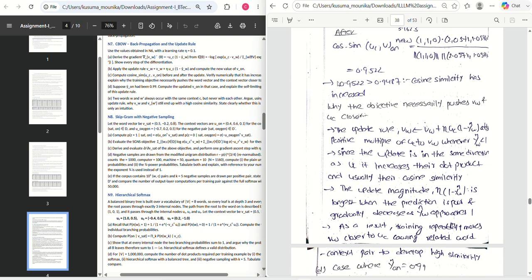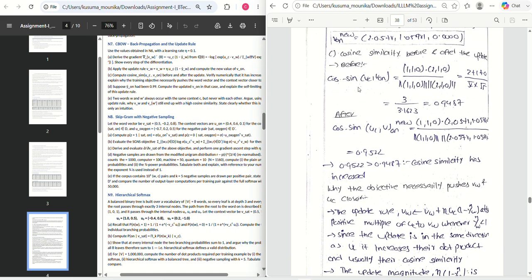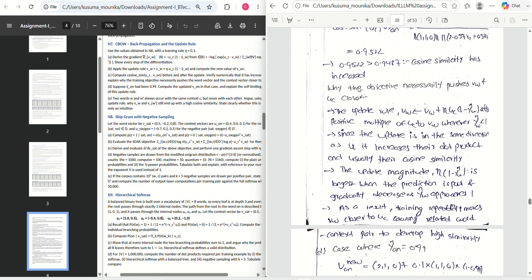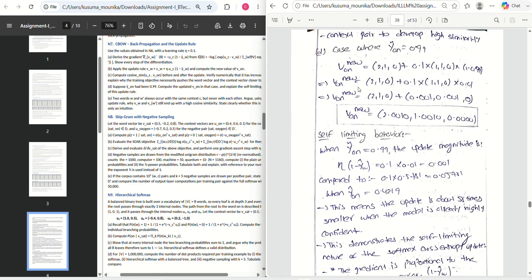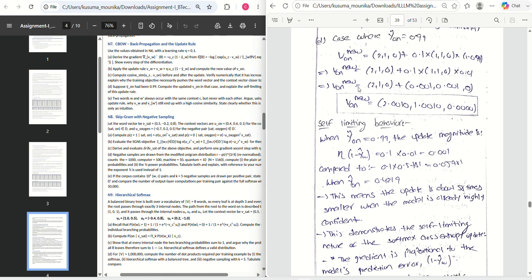Here, instead of 0.4219, the update becomes 0.1 into 1 minus 0.9, adding only a small amount, giving the new V equal to 2.0010, 0.0010, 1.0010 and 0. So a much smaller update, about 58 times smaller, when the model is already highly confident.